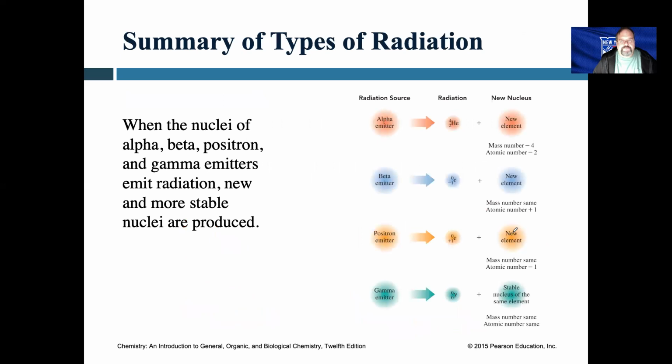So on the next slide, you have a summary of the different types of radiation. Alpha, beta, positron, and gamma emitters all emit radiation, and new and more stable nuclei are produced. It talks about changes in the mass number and atomic number of the substance, the radioisotope, as these different particles and pure energy, the different forms of radiation, are released.